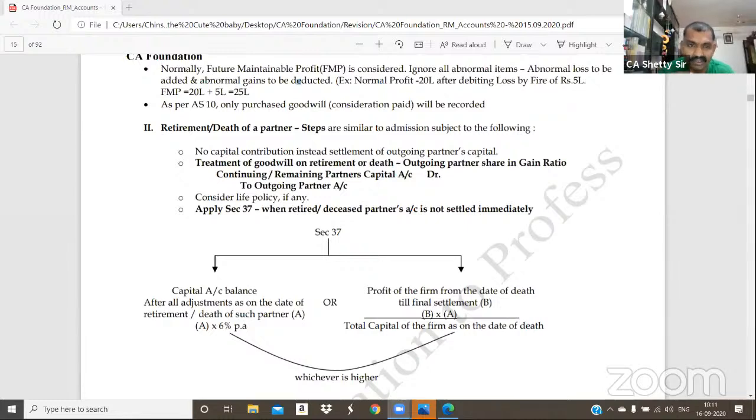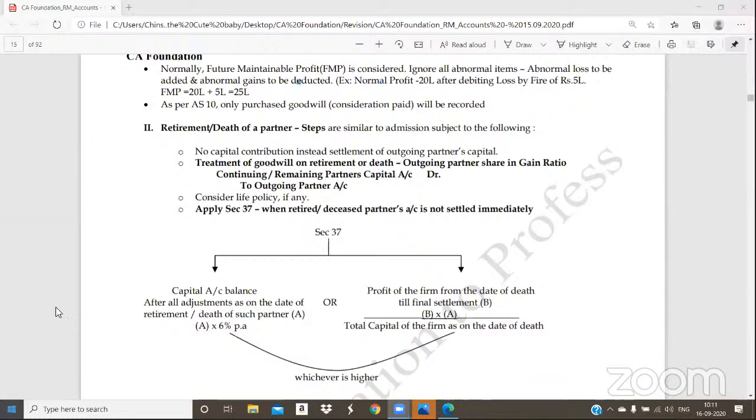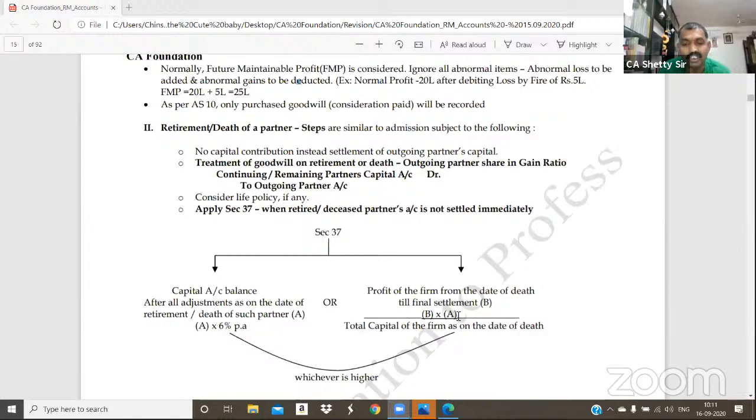Since you're using his money in the business, law says you have to compensate the executors either in the form of interest at 6% per annum or proportionate profit, whichever is at the option of the legal heirs, which we say whichever is higher. So on the date of death, compute his capital. Let us say it comes to 100 lakh into 6% into how many months it has not been paid. Assuming this comes to an amount of 4 lakh. Right side, from 30th June to 31st March, 9 months till you settle, whatever profit you made, that profit into his capital divided by the total capital of the firm.